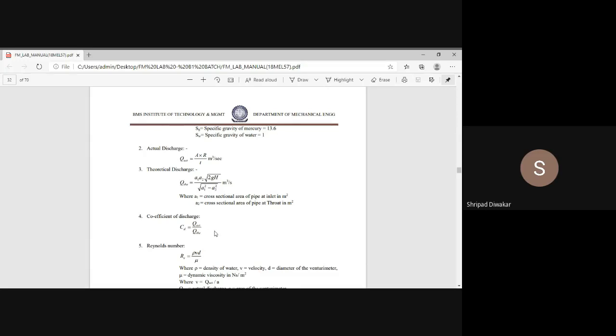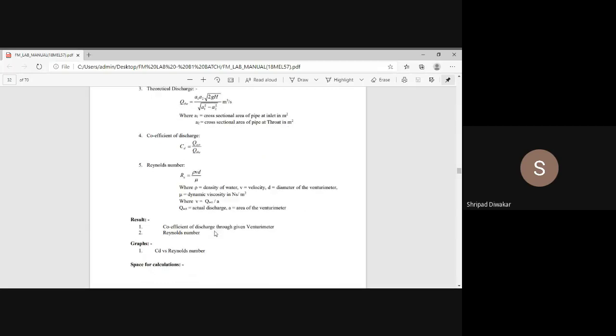Okay, next step is we have to calculate the Reynolds number. Reynolds number is given by rho V d by mu. Rho is the density of water, 1000 kg per meter cube. V is the velocity. Velocity is calculated by Q actual divided by area, that is pi by 4 into the throat diameter, d is the diameter of the pipe, divided by mu. Dynamic viscosity of water is always 0.001 Newton second per meter square. There are only two things you are going to calculate. One is the coefficient of discharge, and another one is the Reynolds number.